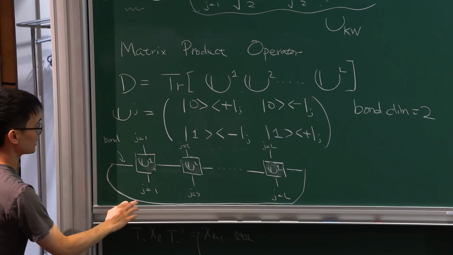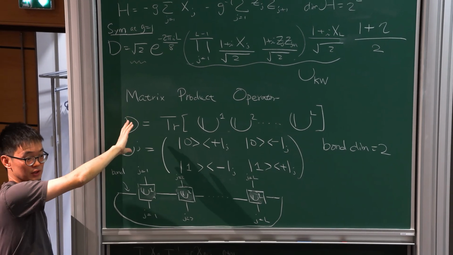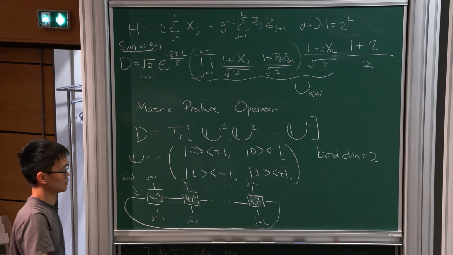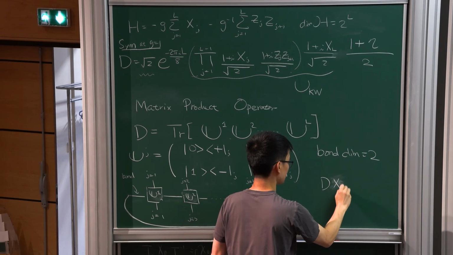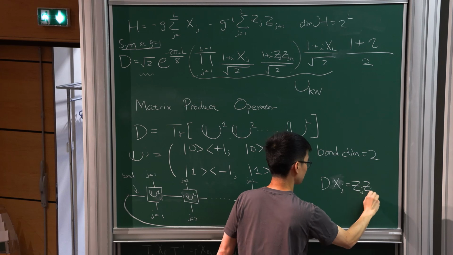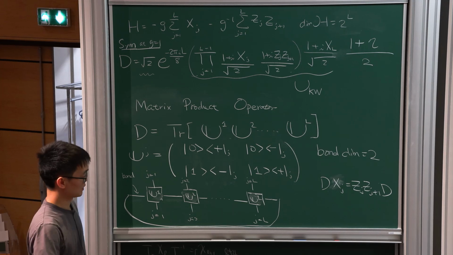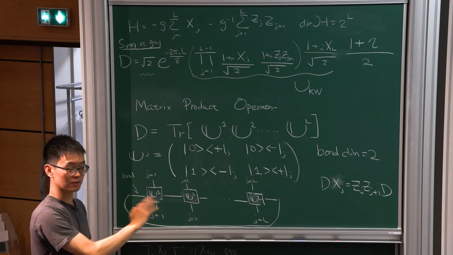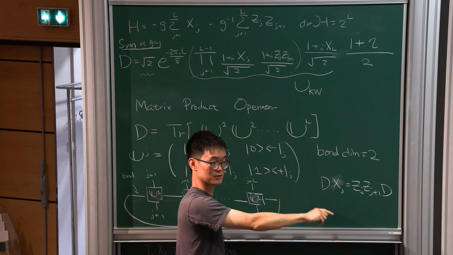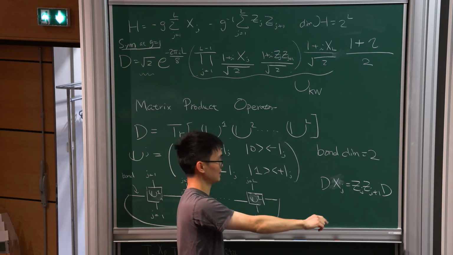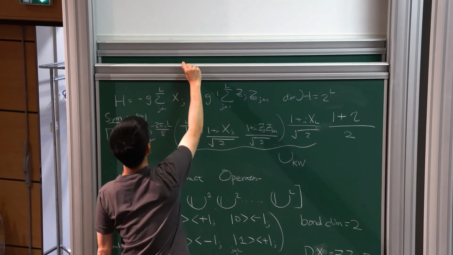I wrote a few exercise problems where you can play with this expression. Using this expression, you can show the desired properties like D X_j is Z_j Z_{j+1} D, etc. Using this expression, it's also clear that if you compute D Z_j, not Z_j Z_{j+1}, but just a single factor of Z, you cannot write it in that form.